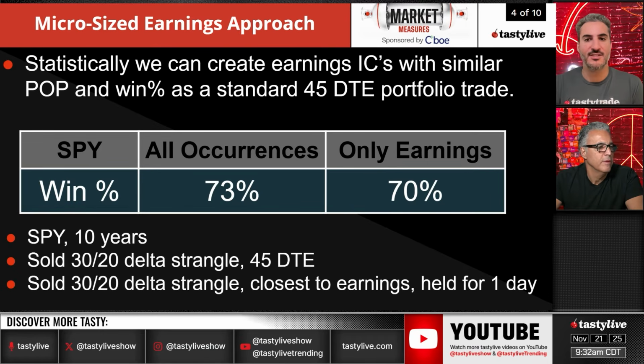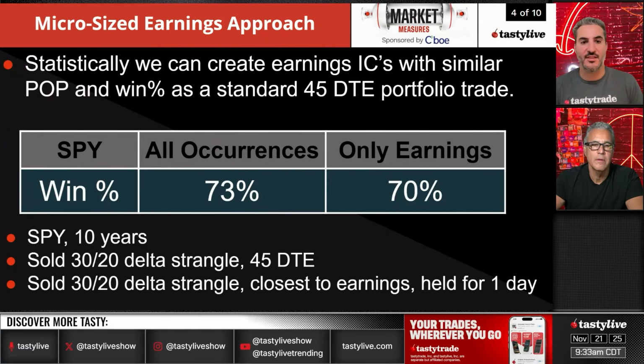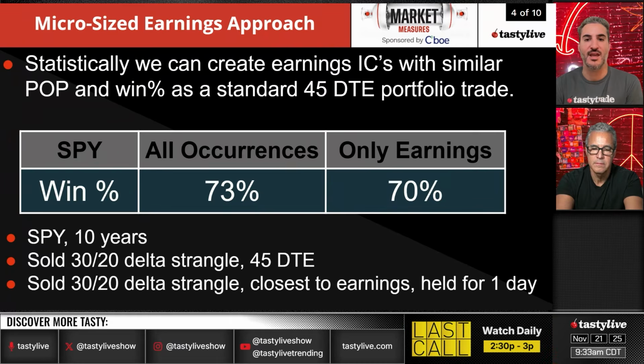Statistically, we can create earnings iron condors with similar POP and win percentage as a standard 45-day trade. When we look at SPY, all the occurrences, the win rate of an iron condor is roughly 73%. When we're looking at a 20 or 30 delta short option, it's kind of the same thing in earnings, despite the big tail risk. You have to keep that in mind. In the earnings event, a lot more max losses come into play than in typical 40, 45-day trades. So you've got to keep that in mind when you're trading earnings. Next slide here.